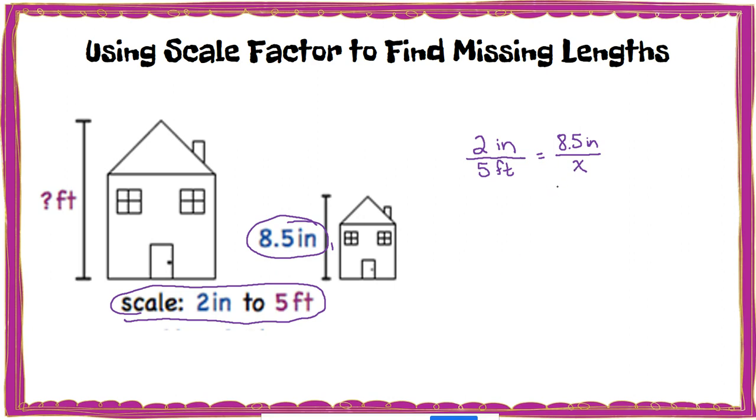Now I can use what I know about proportions to cross multiply and solve. So 2 times x is going to give me 2x. And then I'm going to multiply 8.5 times 5, which gives me 42.5. Now to solve for x, I'm going to divide by 2 on both sides of my equation. These 2's will cancel, which leaves me with x. Now I'm going to divide 42.5 by 2, which gives me a value of 21.25. This means that the height of the house is 21.25 feet tall.